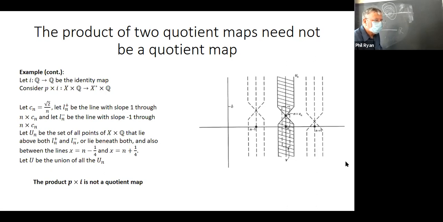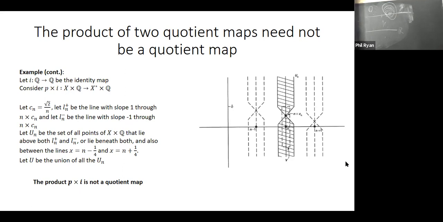So for our second space, let's just have Q, the rational numbers. And let I be the identity map that just takes a rational number to itself. And so I want to consider P cross I. So this is a product of two maps. It's a product of two quotient maps, right? Because an identity map is trivially a quotient map. Every point gets just sent to itself. Open sets are the same. So I'm claiming then that this is not a quotient map.